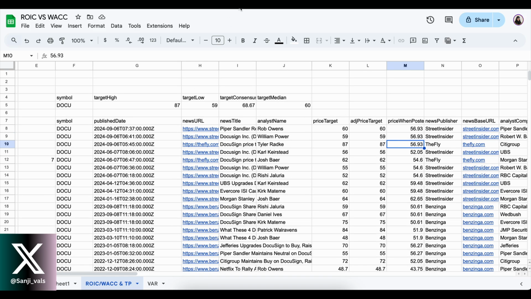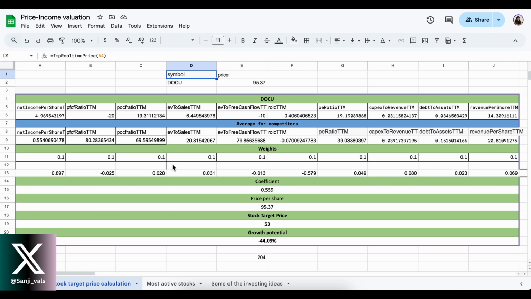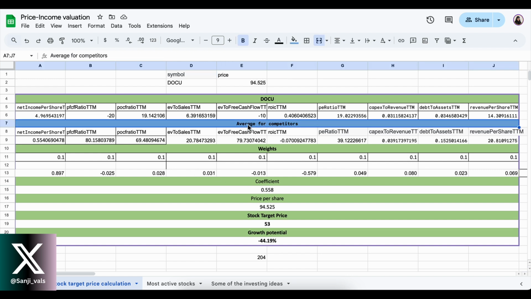So the next step would be to calculate the stock target price based on our own valuation model. It's the price multiples model, or the multiplicators model, or some analysts may call it the financial ratios model, you name it. The aim of this model is to take the financial ratios of your company and compare them to the industry peers, to the average ratio of competitors. Again, I have a separate video on how to build this Google Sheet and how to use those formulas, and I also have an article. I will put the link in the description.